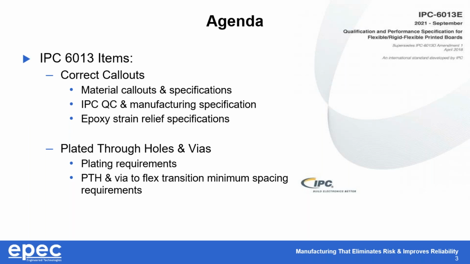Now, our agenda today: we're going to start by covering IPC 6013 items, starting with the correct callouts for materials, specifications, IPC QC and manufacturing specification, and epoxy strain relief specifications. We'll then move on to plated through holes and vias, where we cover plating requirements and then plated through hole and via to flex transition minimum spacing requirements.